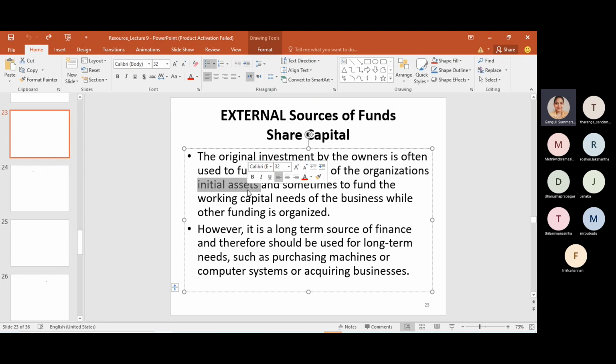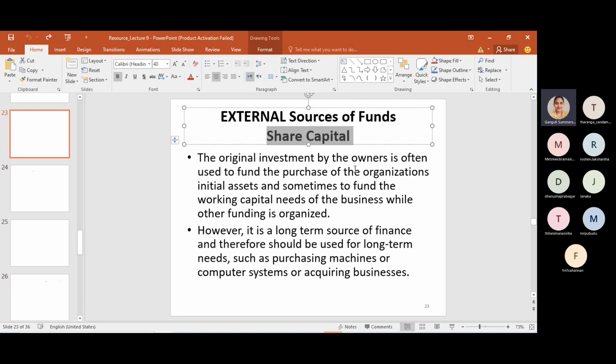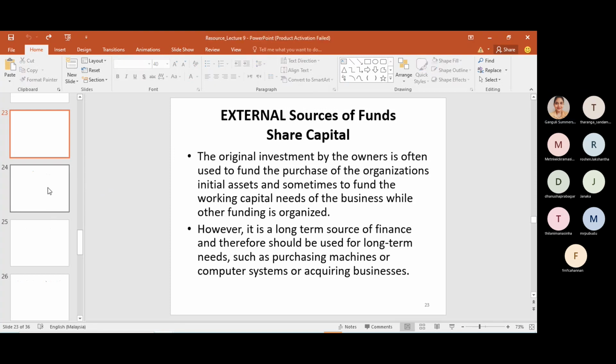Okay, so share capital is a long-term source of finance. This is a long-term source of fund. So it should be used only for long-term needs, such as purchasing machines or computer systems, as I just mentioned. It should not be used for short-term needs.